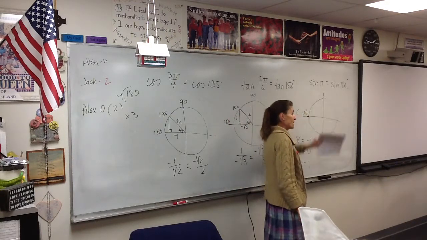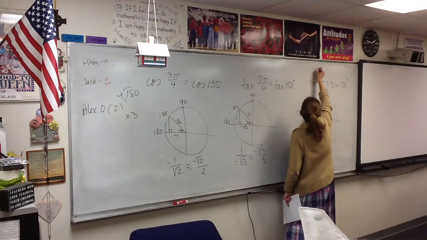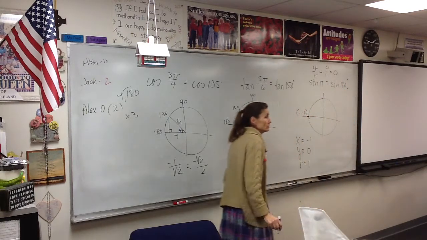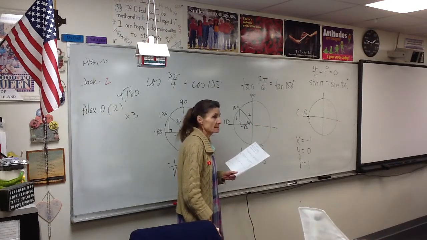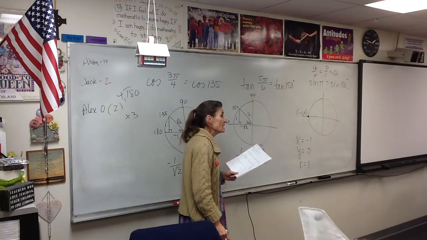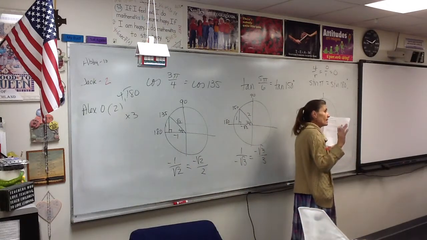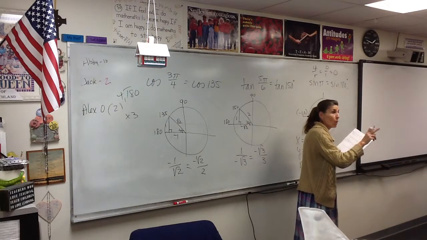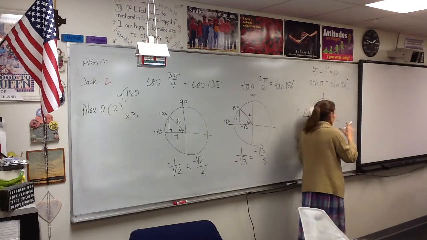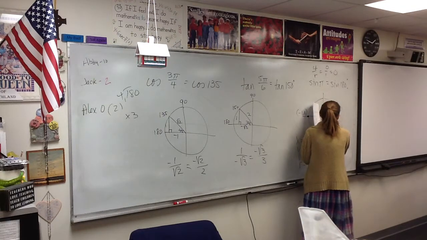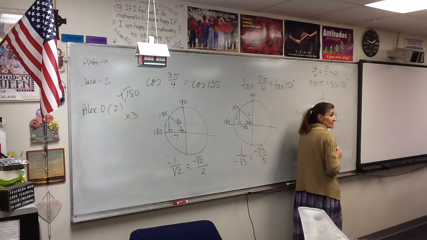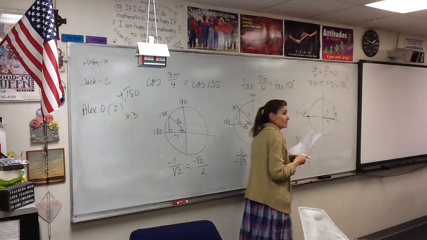I want the sine. Y over R would be 0 over 1, which is 0. Now, I'm going to try to help you make the connection. You already know sine is opposite over hypotenuse, right? When I draw this triangle, now for this problem I wouldn't draw a triangle, but just in general, this is the X side, and this is the Y side, and that's your radius. So it makes sense that it would be Y over R, right? So that'll help you remember.